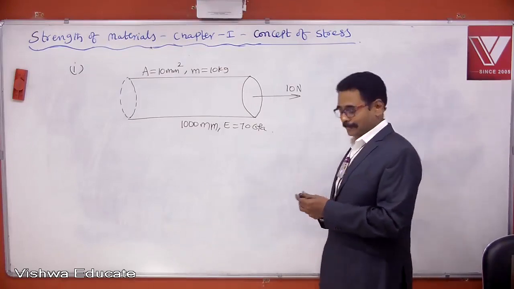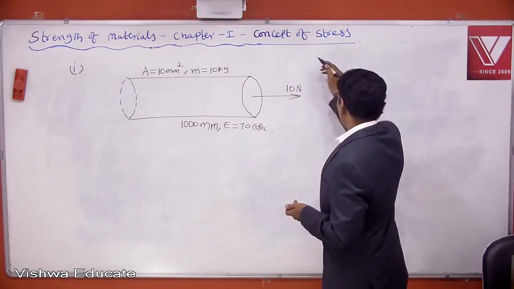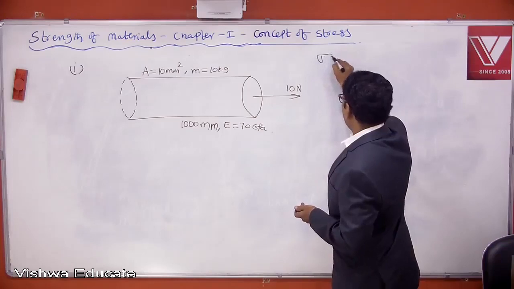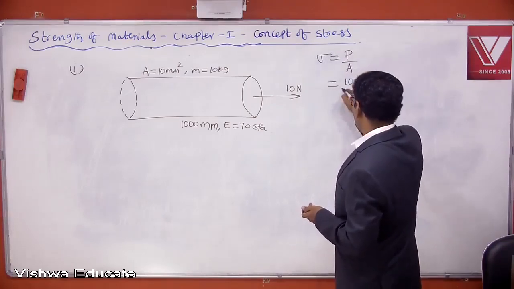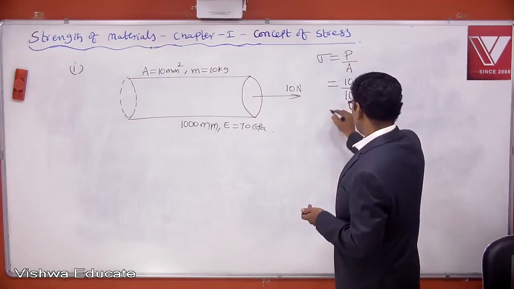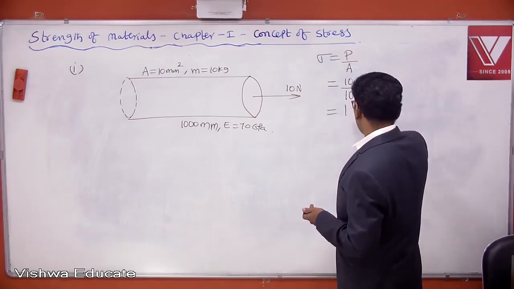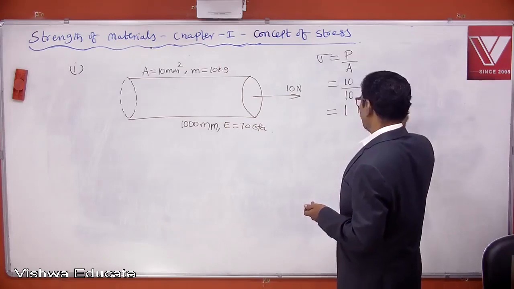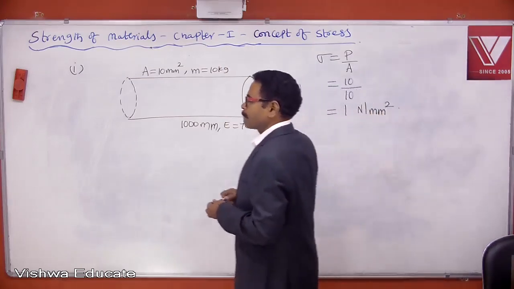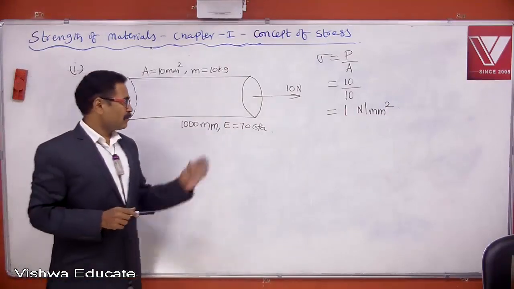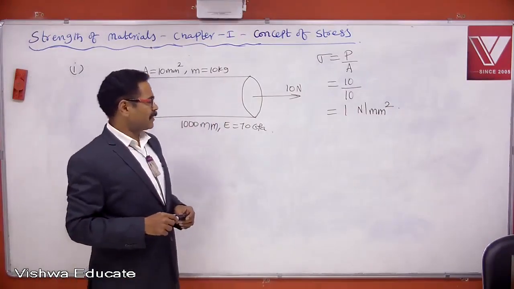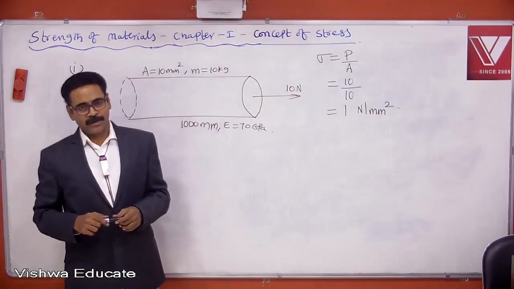In those days, I told like this: stress is equal to force by area. Force is 10 newtons, area is also 10, and I told it is 1 newton per millimeter square. Without any hesitation, I told that the stress carried by this bar is 1 newton per millimeter square.